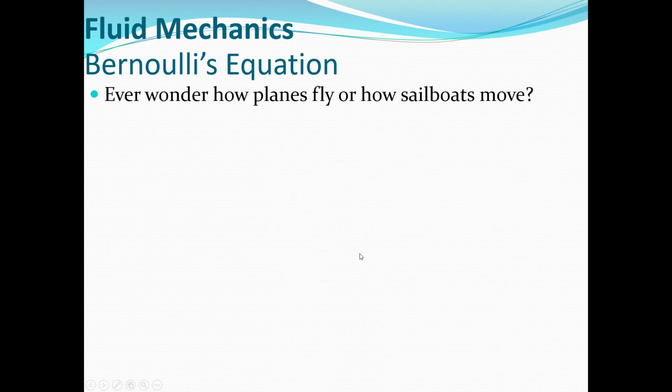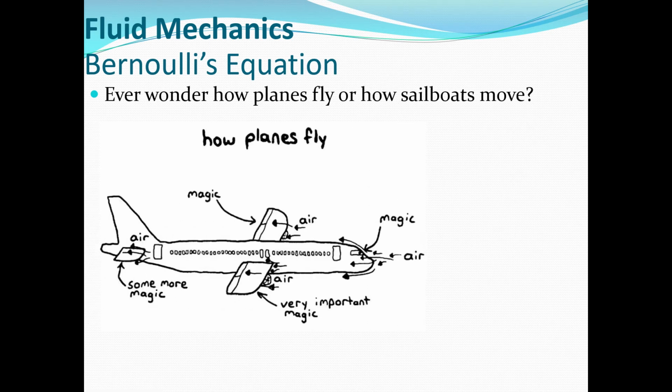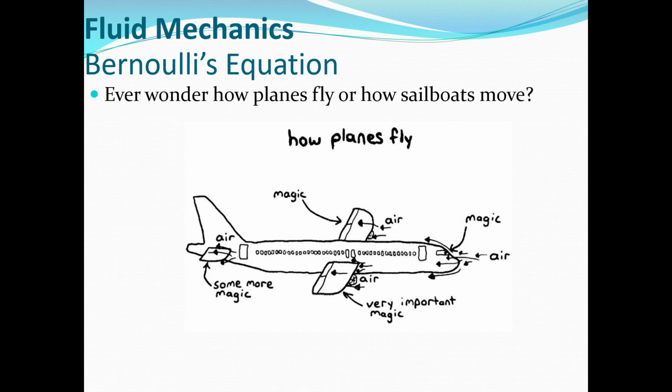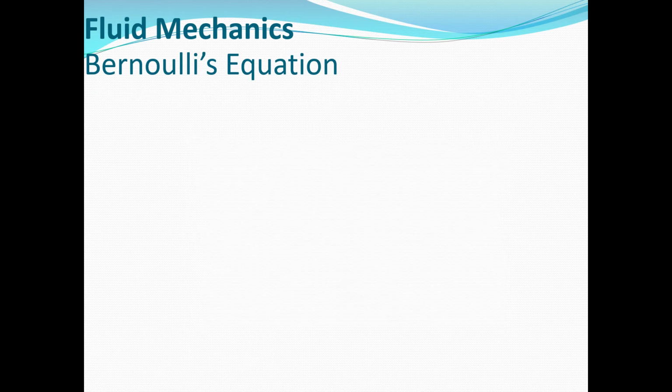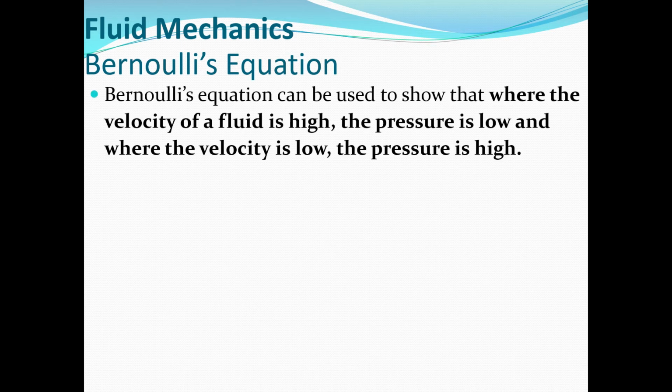All right, I'm sure everyone's probably wondered at one point, well, how do planes fly and how do sailboats move? Now, one way to think about it is just a bunch of magic. But as we know, that's not true. It's all science. Magic is just science that people don't know how to explain. So what we're going to use is Bernoulli's equation, which basically shows that there's a relationship between pressure and velocity.